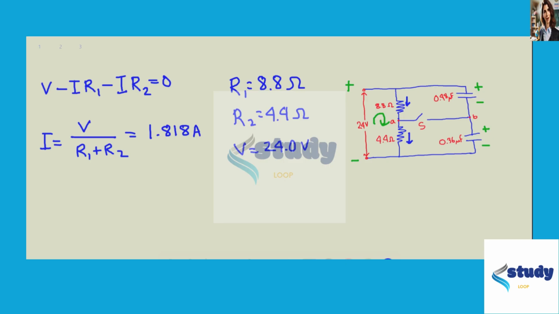So if we know the current that's passing through the resistors, then the voltage at point A will be the voltage across the 4.4 resistor, because we need to find the drop across this part only to get to point A. So then it's going to be VA, which is equal to I times R2, and that gives us 1.818 amps times 4.4 ohms, and that's going to be equal to 8 volts.